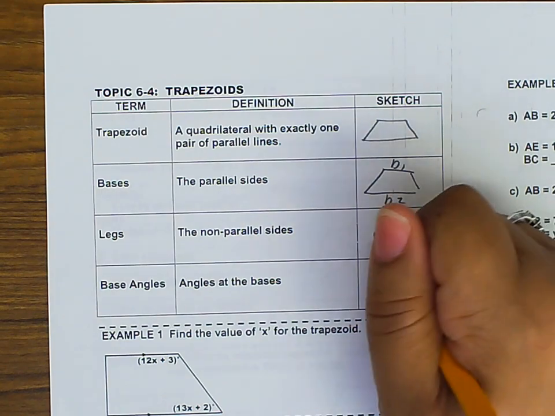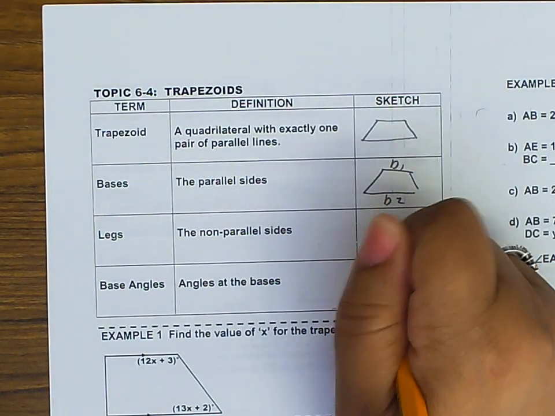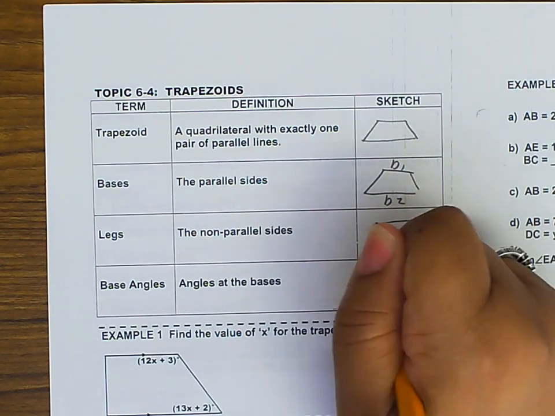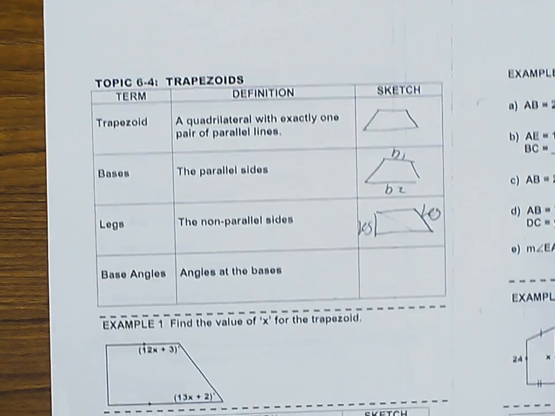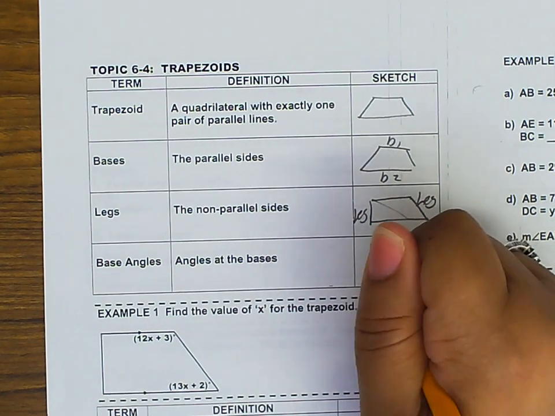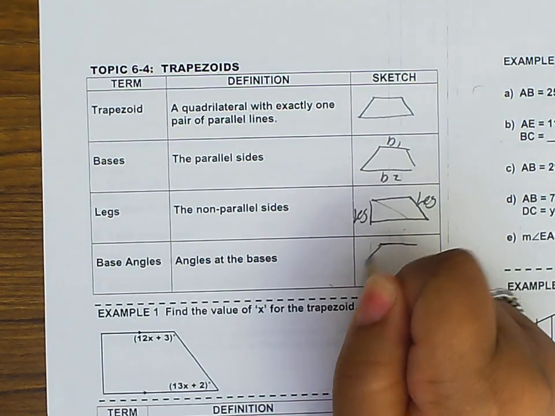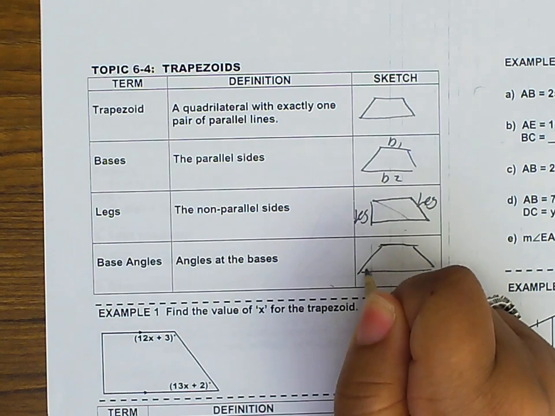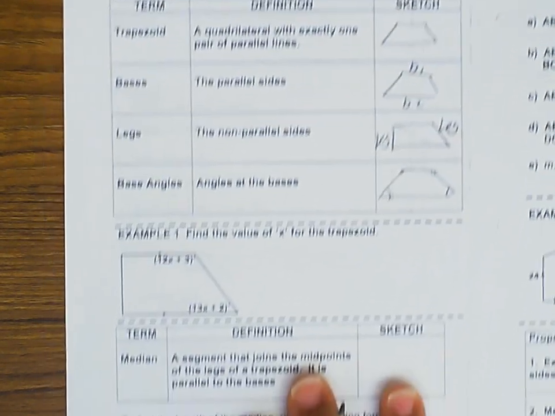Legs are the non-parallel sides. So this will be a leg, that will be a leg, and base angles, okay? Angles at the bases.